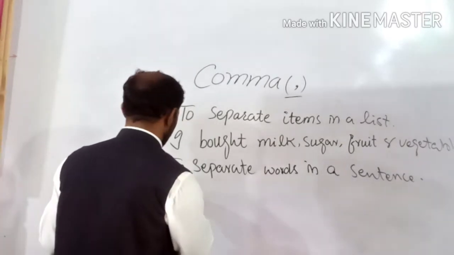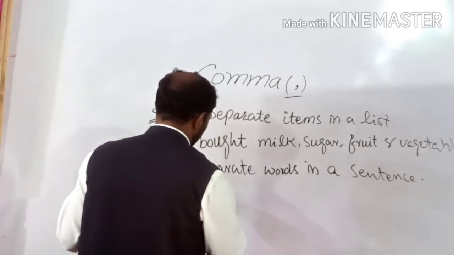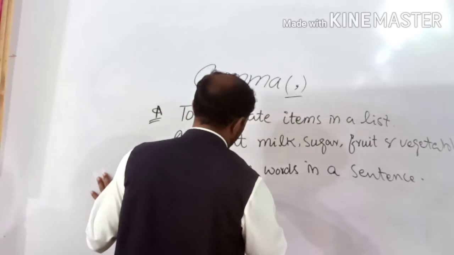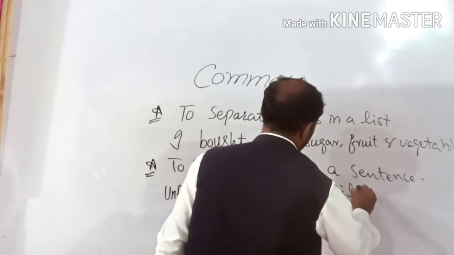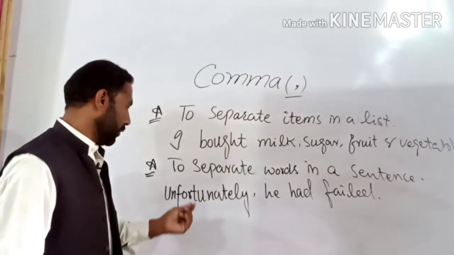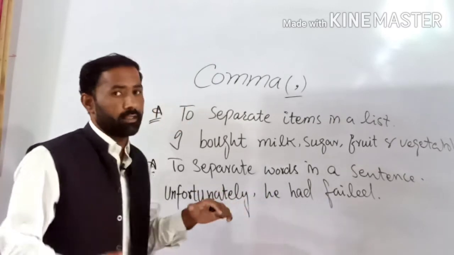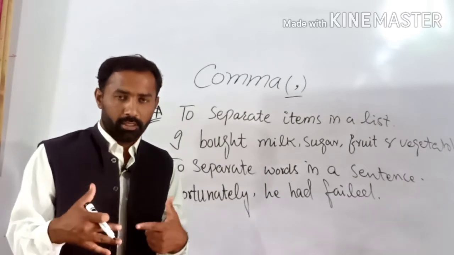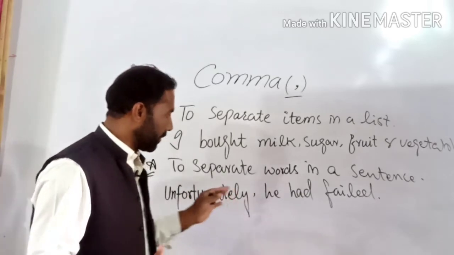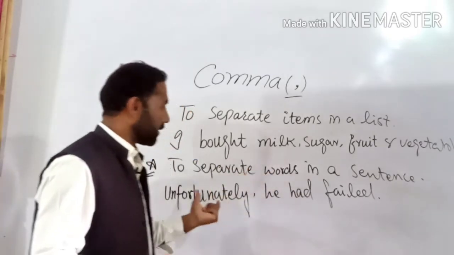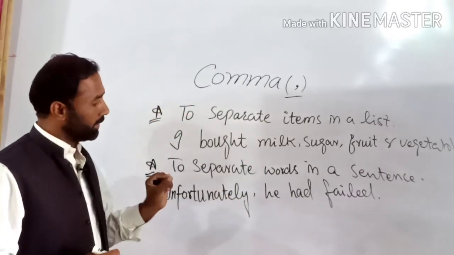For example, I say that unfortunately, he had failed. So we would use the comma here because this is not part of the main sentence. This is the writer's opinion, this is our own opinion, the main sentence is he had failed. So we would use a comma to separate the main sentence and the writer's opinion. So to separate words in a sentence.